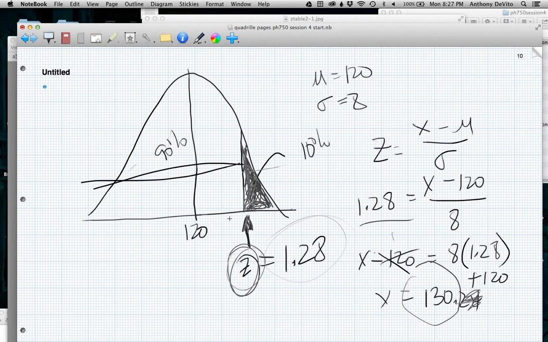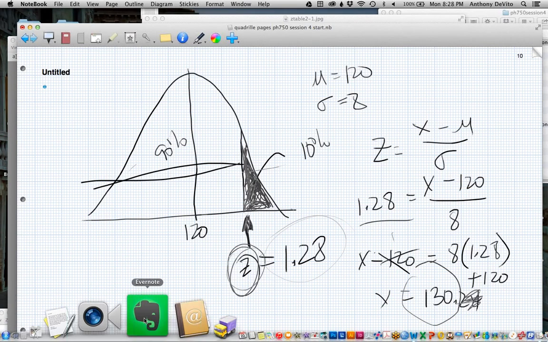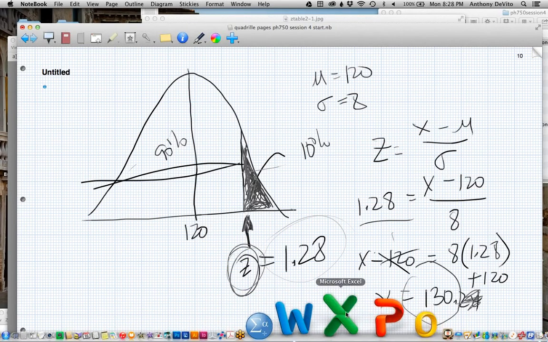I want to show you one more thing here. Let's say I had asked you, what percentage of this population has a blood pressure below 130, from this area to the south? You don't have the table with you, but you have your computer with you, even if you're not connected to the internet. You can go into Excel. I'm going to open up Excel.